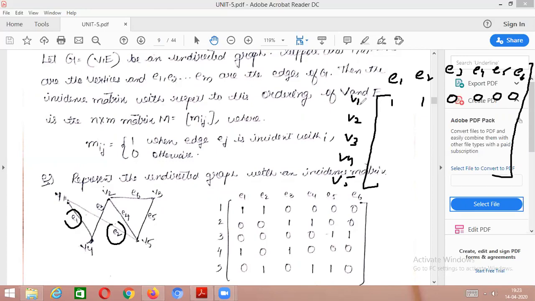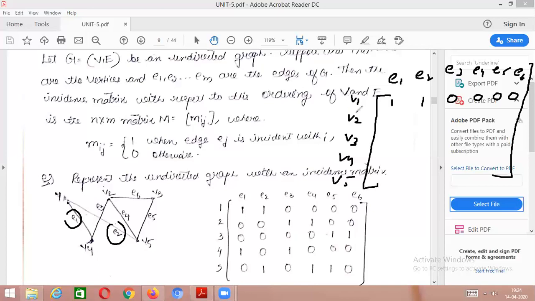For the V1 vertex, listen one more time. If the edge is added, you have to write 1. If the edge is not added, you have to write 0. For any vertex, if the edge is added, you write 1. If the edge is not added, you write 0.